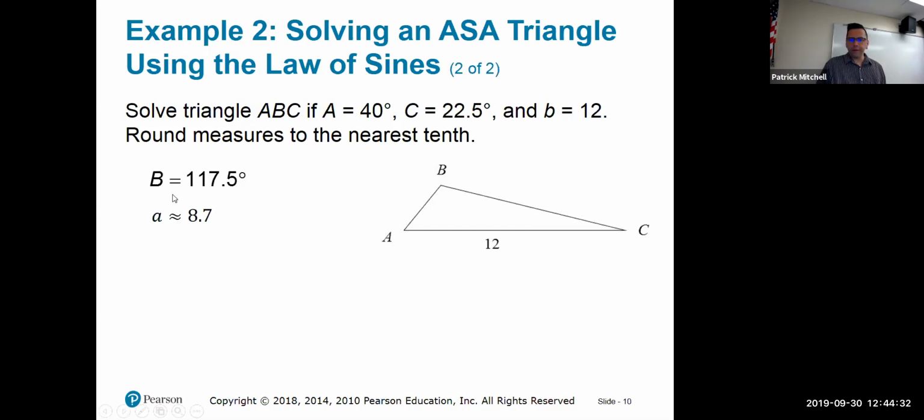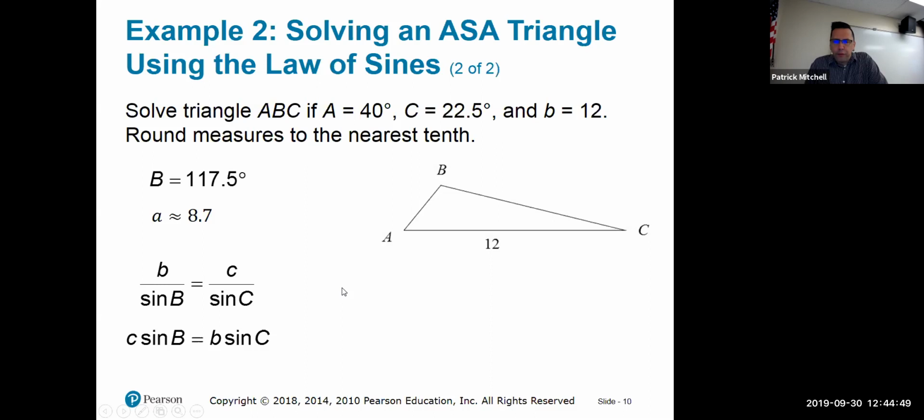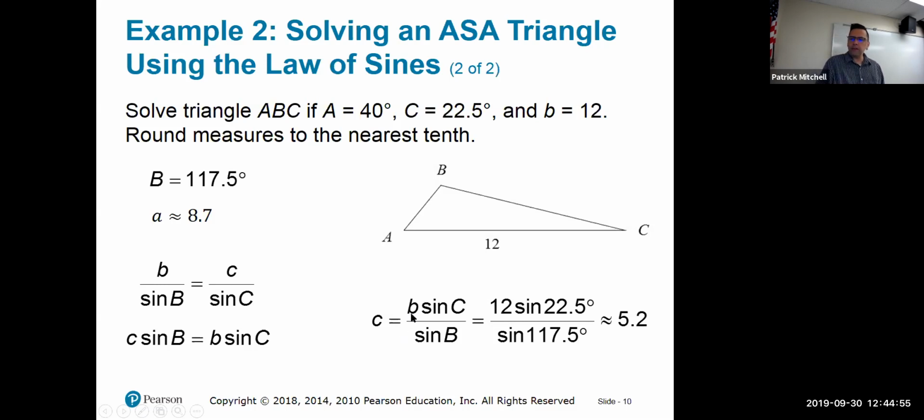All right, so far we have angle B is 117.5 degrees. We have side A is 8.7. Now we have to figure out side C. So they're going to use these two ratios. They're going to cross multiply them. And now they are going to solve for little c, because little c is the last thing I don't know. So little c is going to be B sine C divided by sine B. You plug everything in, and that comes out to be about 5.2. And I don't feel bad about leaving out the units on the sides because they did not give me the units for side B. So that's the best we can do with that one.